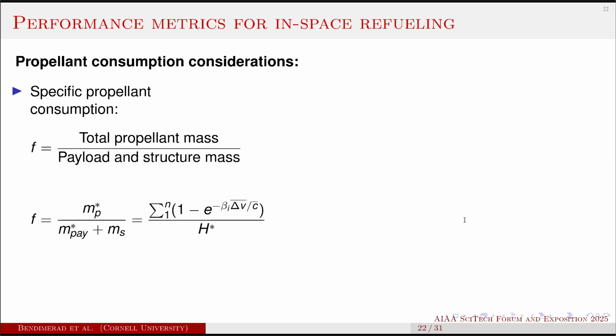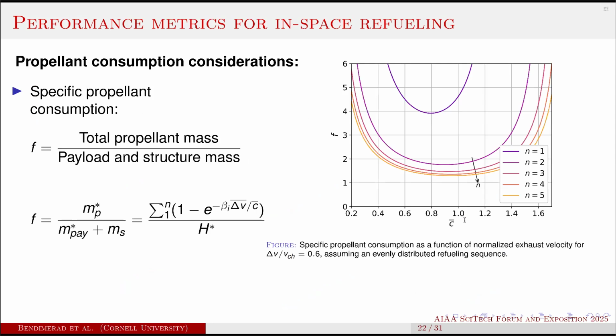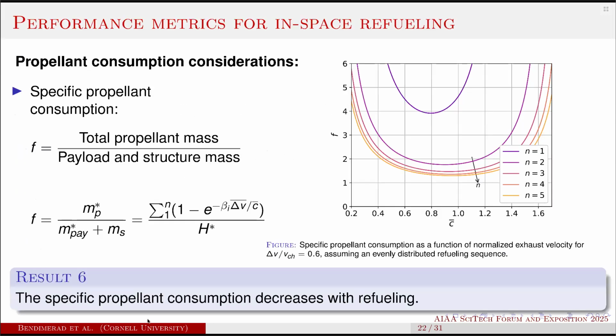And then we define a third performance metric, which is the specific propellant consumption, which is defined as the total propellant mass over the payload and structure mass. And you can also show that this quantity depends on the normalized specific impulse. And we can also show that this quantity decreases with increasing number of refueling. So the specific propellant consumption decreases with the refueling.